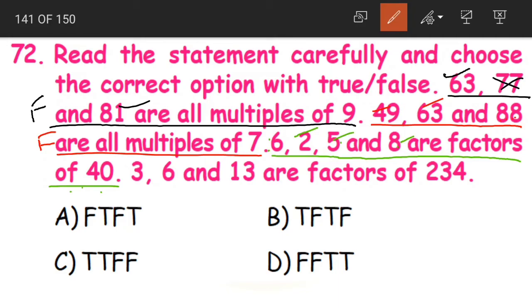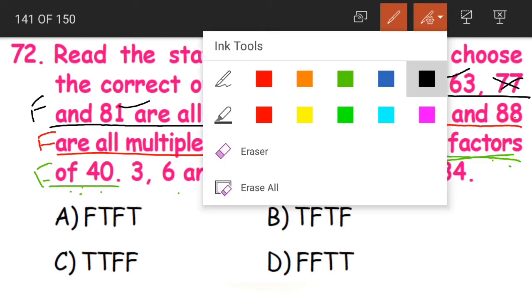Yes children, 2, 5 and 8 are the factors of 40, but 6 is not a factor of 40. So this statement also becomes false. Now coming to the last one, let me take another color ink.